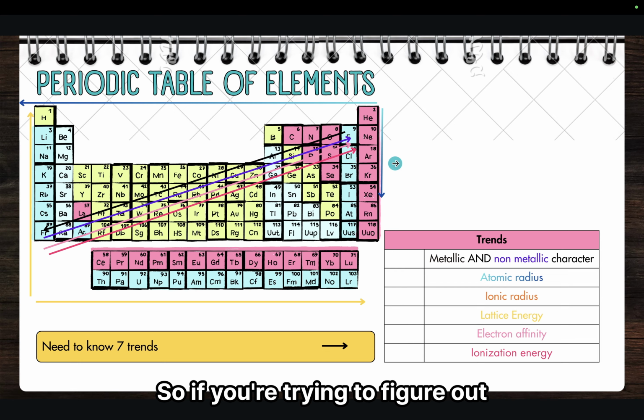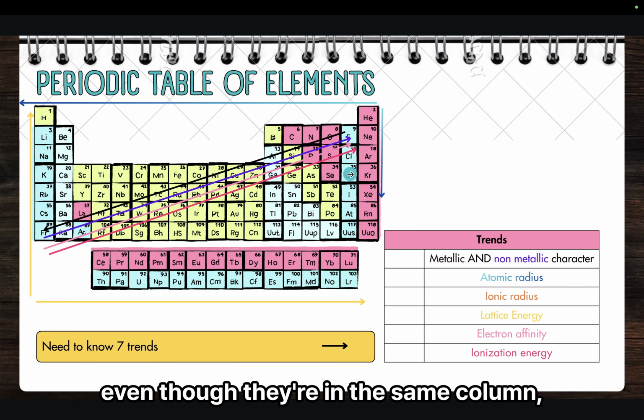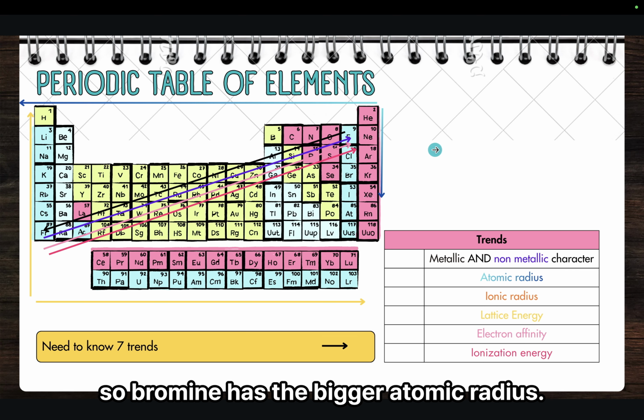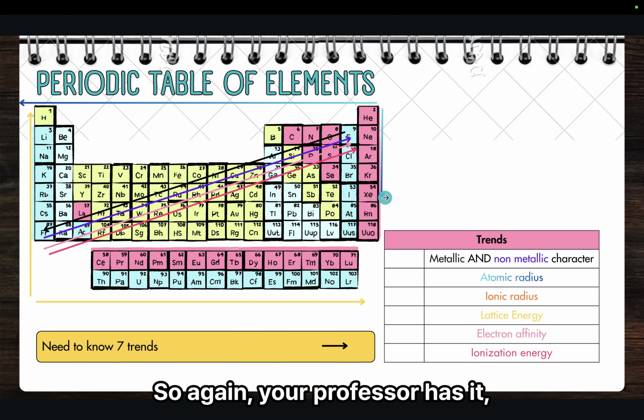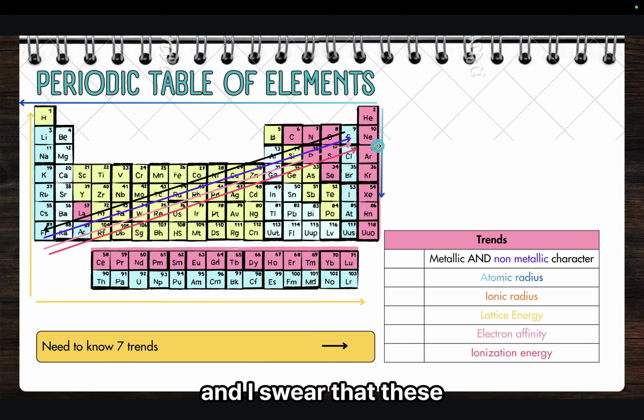So if you're trying to figure out which one's larger for atomic radius, chlorine or bromine, even though they're in the same column, row beats column, so bromine has the bigger atomic radius. So again, your professor has the arrows pointing in the direction of decreasing. I have mine in increasing, and I swear that these are actually correct.